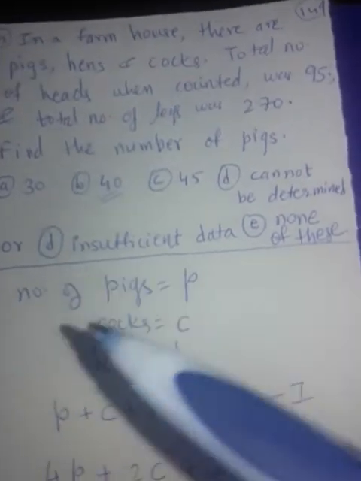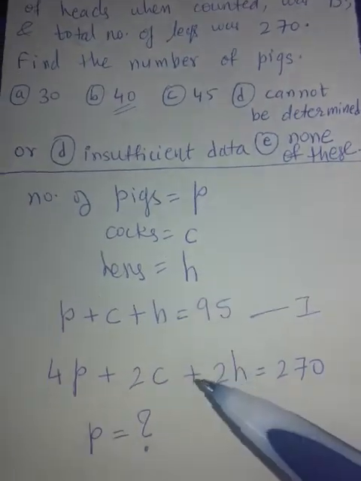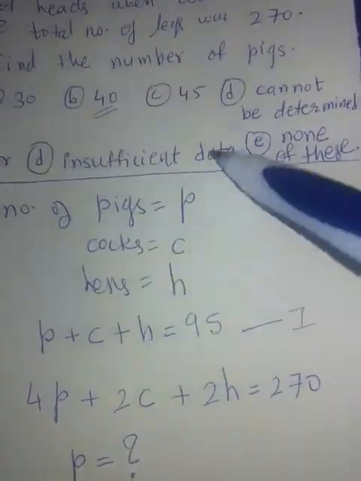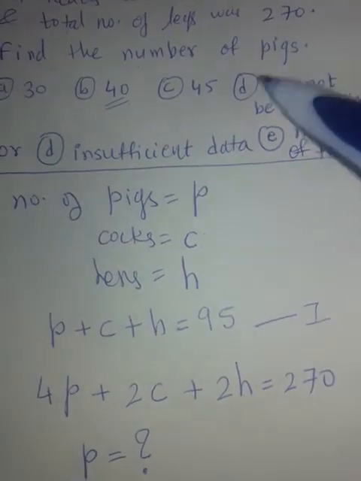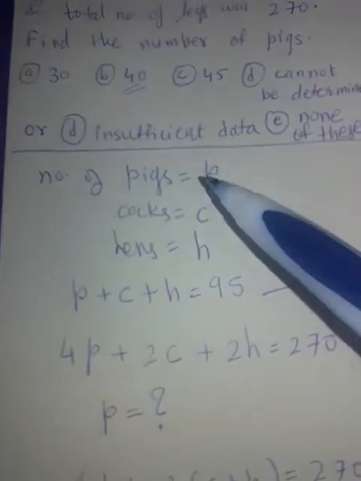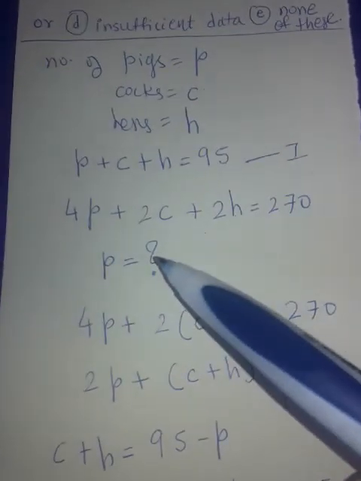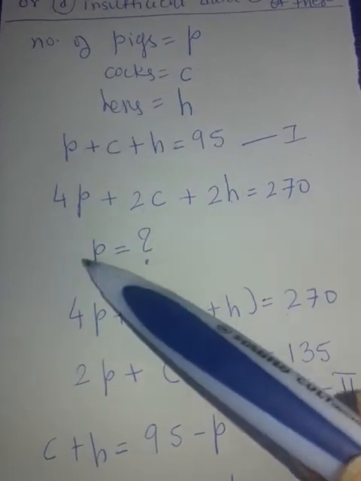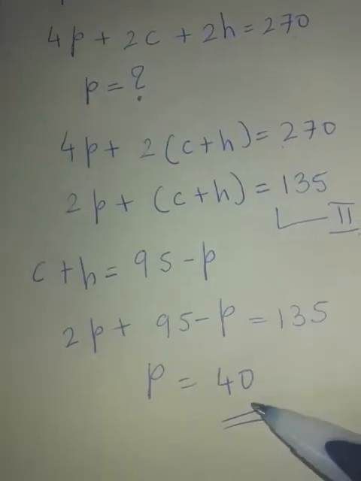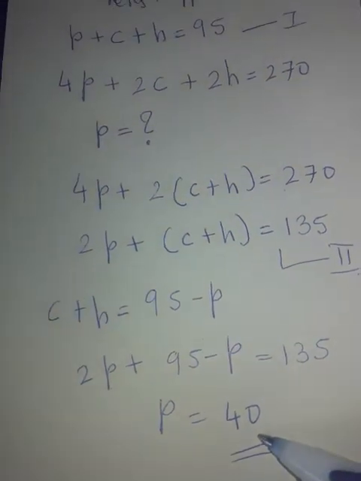So don't jump to conclusion that when there are 3 unknowns, there have to be 3 equations, and don't blindly mark this insufficient data or cannot be determined type things, because here we are not asked the values of 3 unknowns. We are asked value of only 1 unknown, and we could find it. Very clear?